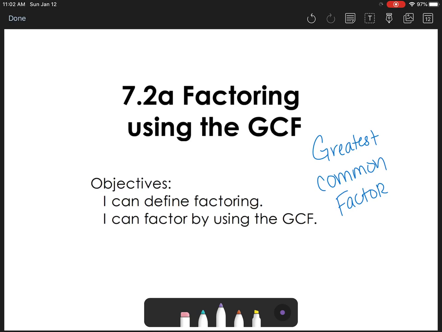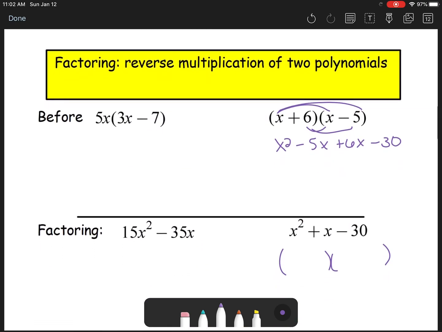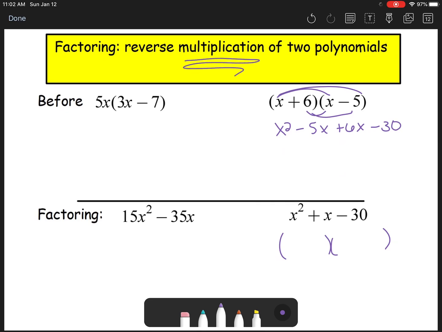7.28 is on factoring out the GCF. The GCF is the greatest common factor. So, factoring is the reverse multiplication of two polynomials. Okay, so we've already talked about multiplying polynomials together, right?